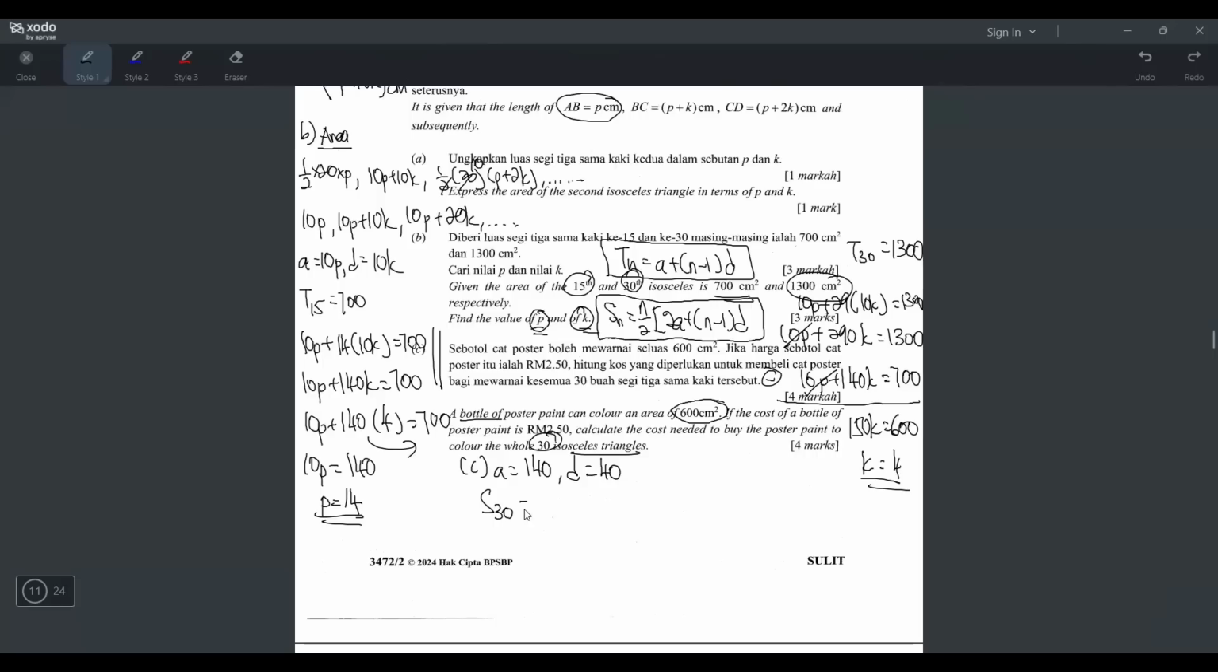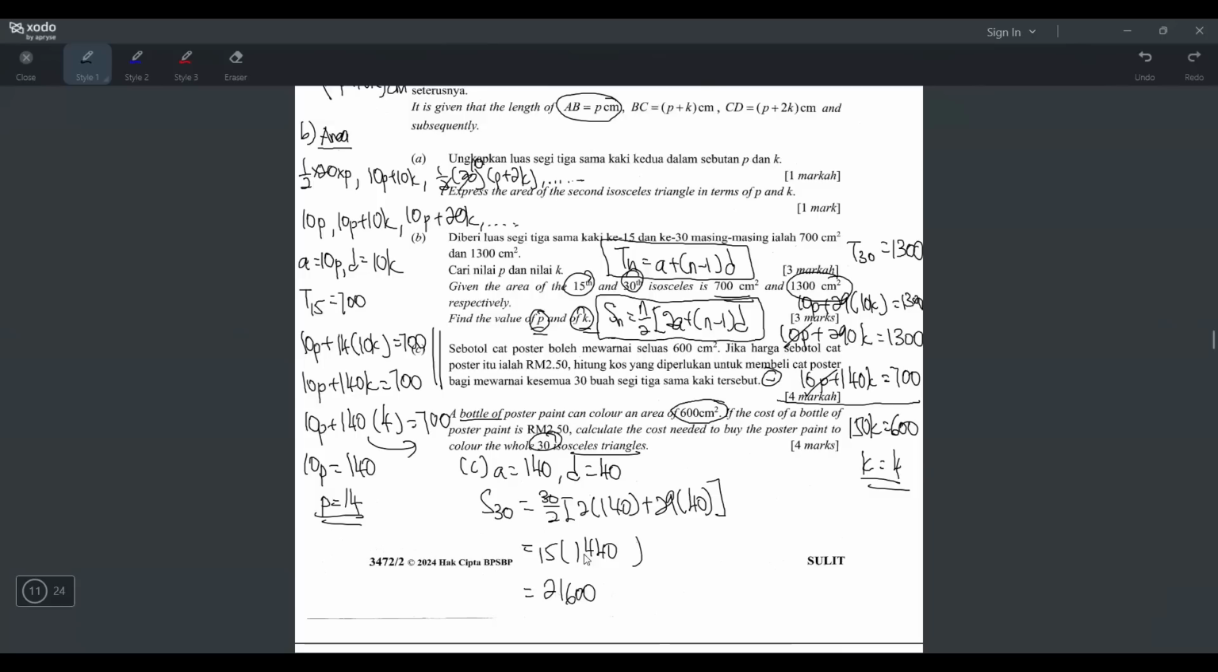Okay, so the formula is n over 2. The n is 30. So 30 over 2, big bracket 2a, a is 140, plus n minus 1, 30 minus 1, 29, times d, 40, like this. Okay, 30 divided by 2 is 15. And now you can press all this in your calculator. So let me press 280 plus 29 times 40. Okay, my calculator gives me 1440 and then times 15 lah. So 1440 times 15 is 21600.